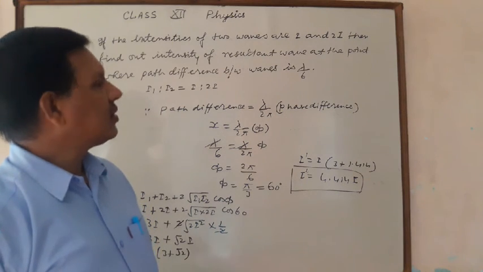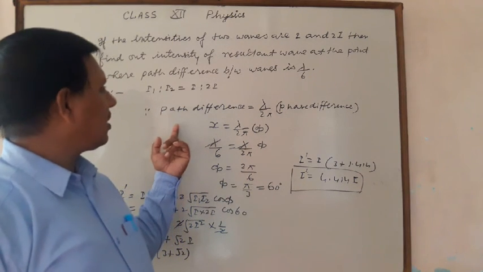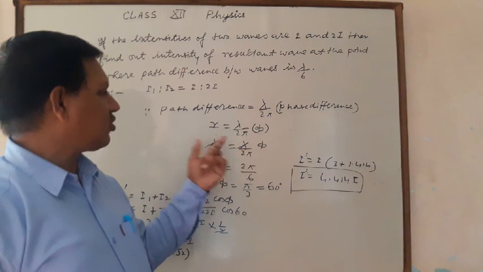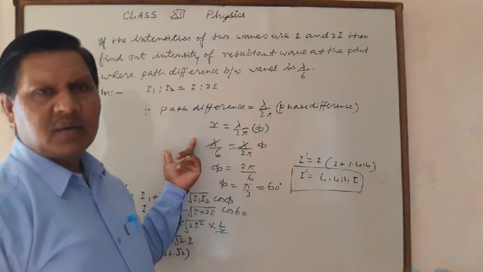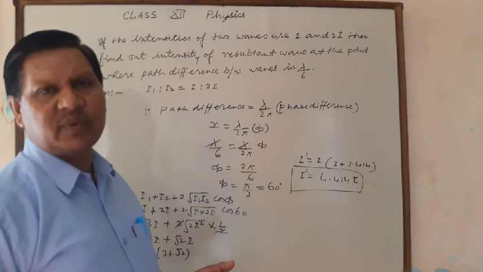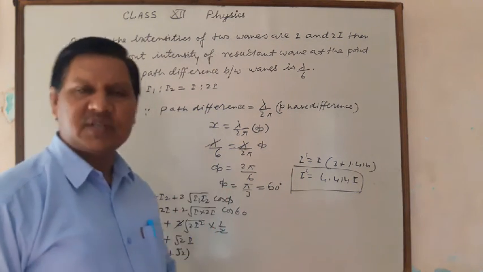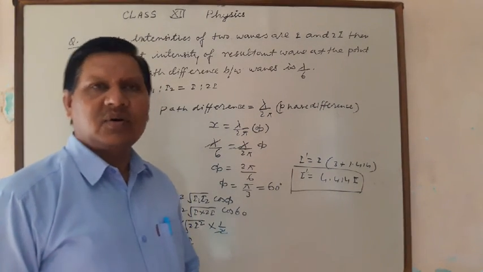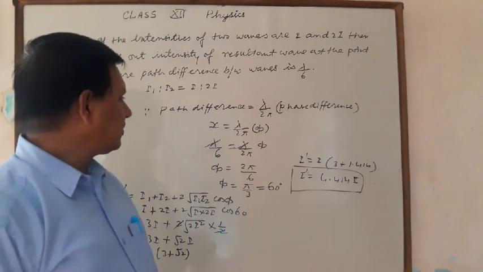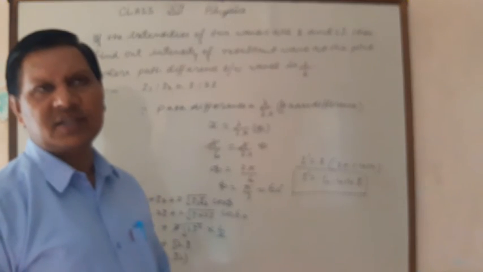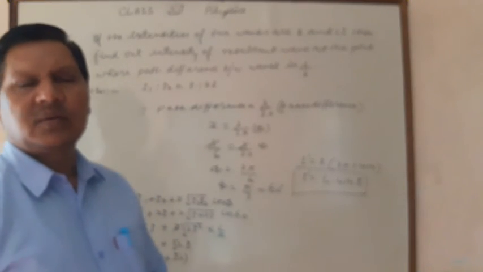So using the formula x is equal to lambda by 2 pi into phi, if the value of phi is given, then we can find out the value of path difference, and if path difference is given, then we can find out the phase difference. So putting the values of path difference and phase difference, we can calculate the intensity of the resultant wave.